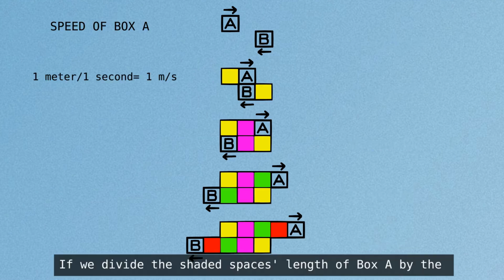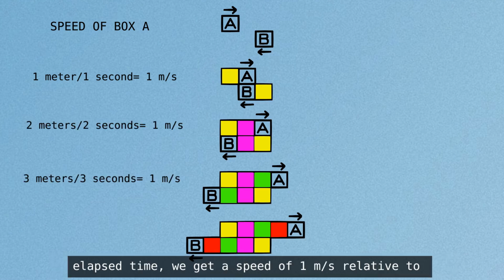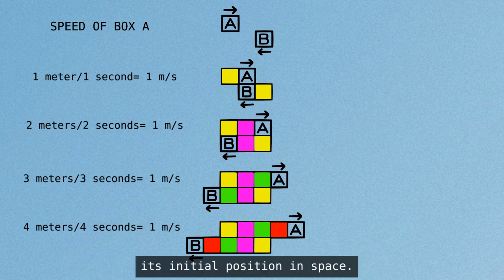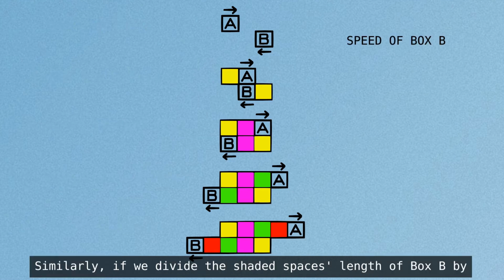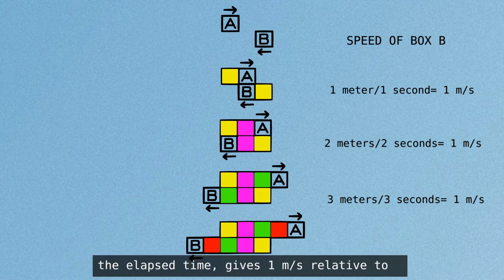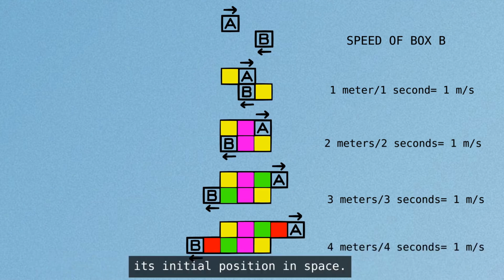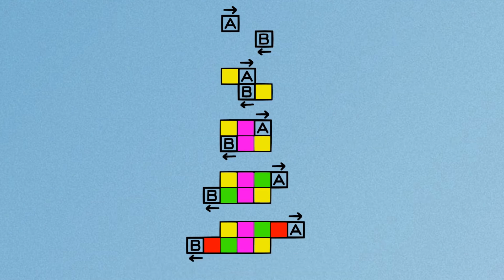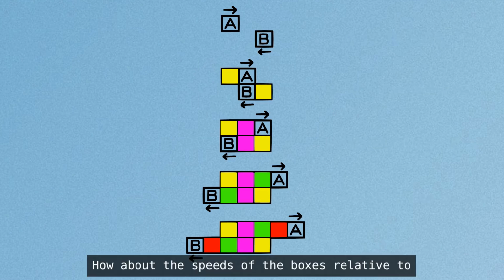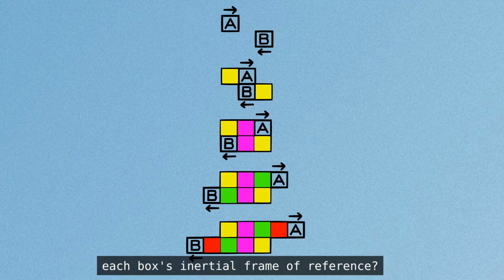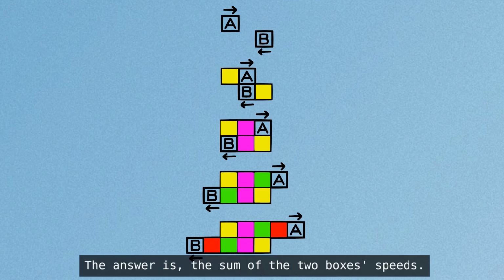If we divide the shaded spaces length of box A by the elapsed time, we get a speed of 1 meter per second relative to its initial position in space. Similarly, if we divide the shaded spaces length of box B by the elapsed time, it gives 1 meter per second relative to its initial position in space. How about the speeds of the boxes relative to each box's inertial frame of reference? The answer is the sum of the two boxes' speeds.